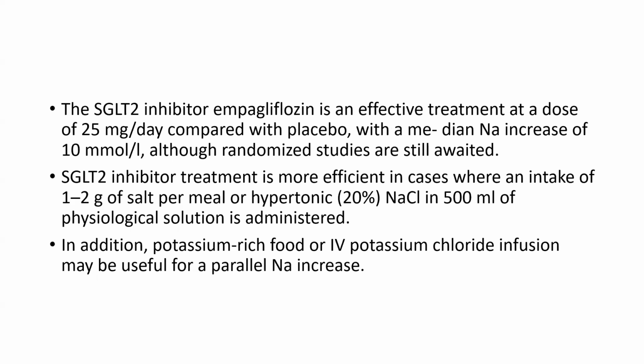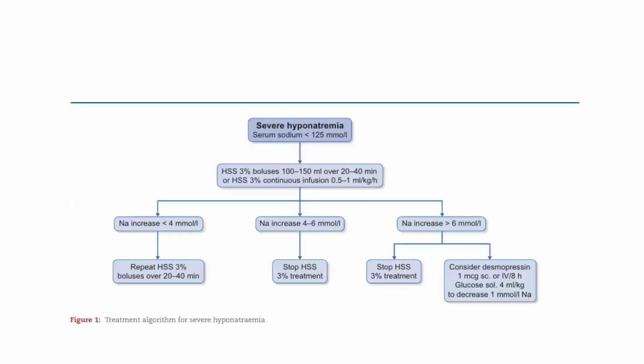The SGLT2 inhibitor empagliflozin is an effective treatment at the dose of 25 mg per day compared to placebo, with a median sodium increase of 10 mmol per liter, although randomized studies are still awaited. SGLT2 inhibitor treatment is more efficient when intake is 1 to 2 gram of salt per meal and hypertonic NaCl in 500 ml of physiological solution is administered. In addition, potassium-rich food and IV potassium chloride infusion may be useful for a parallel sodium increase.